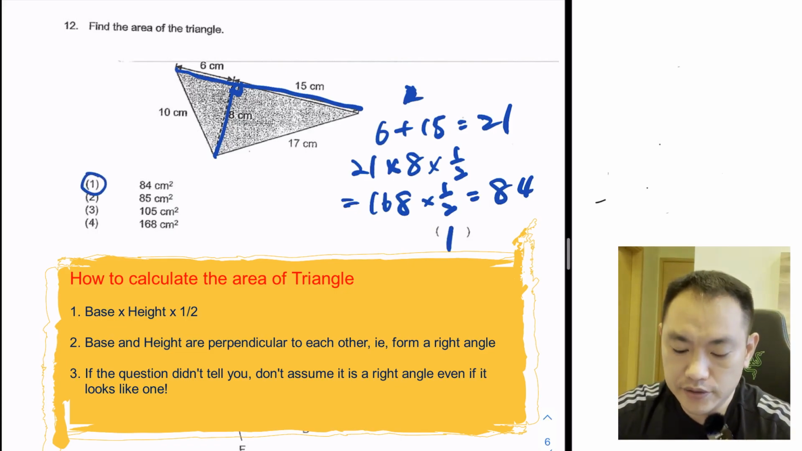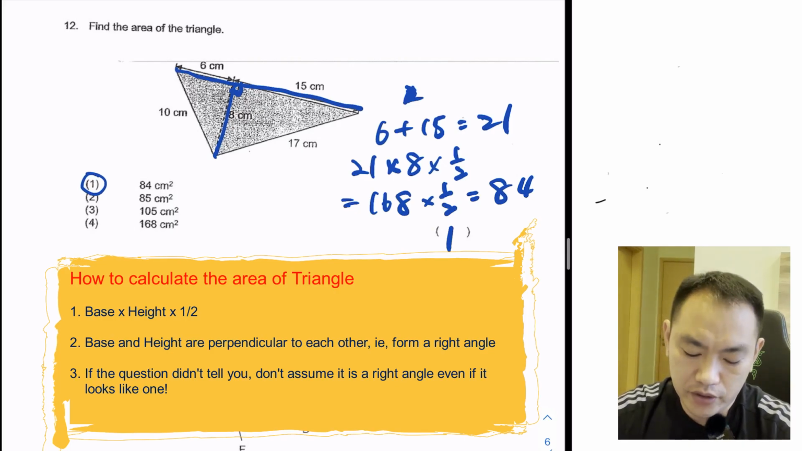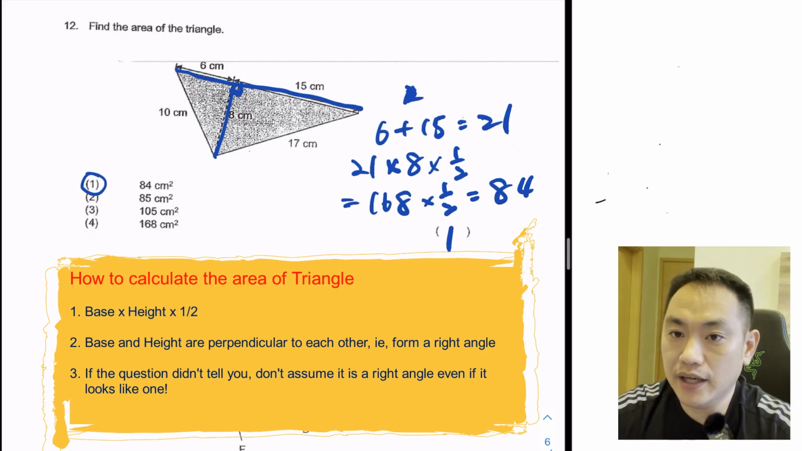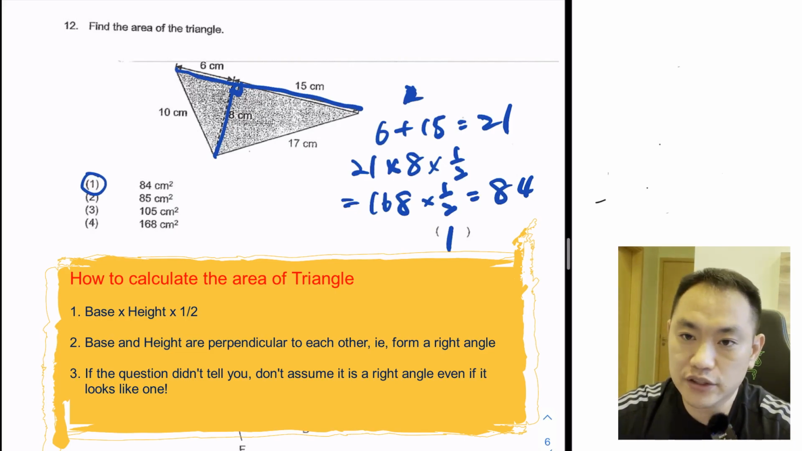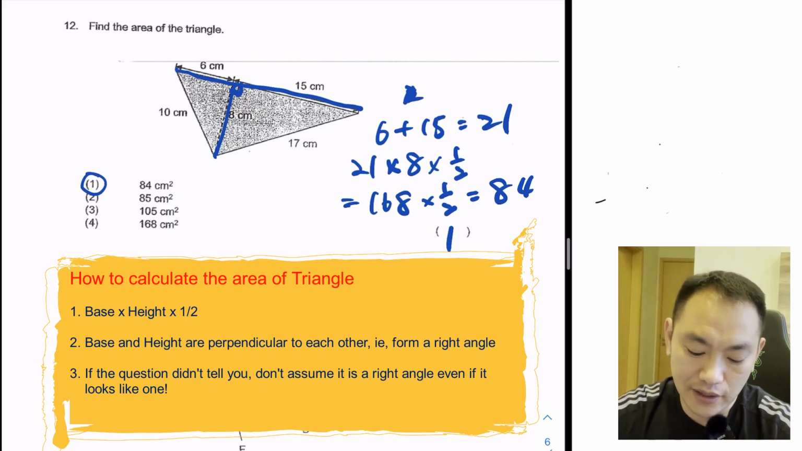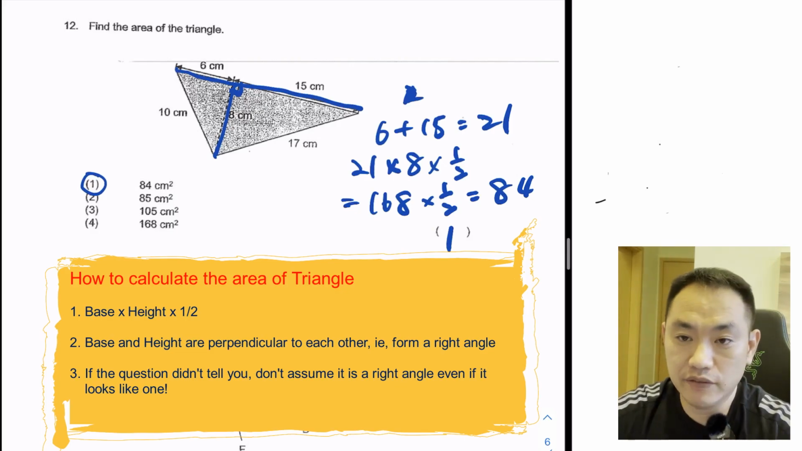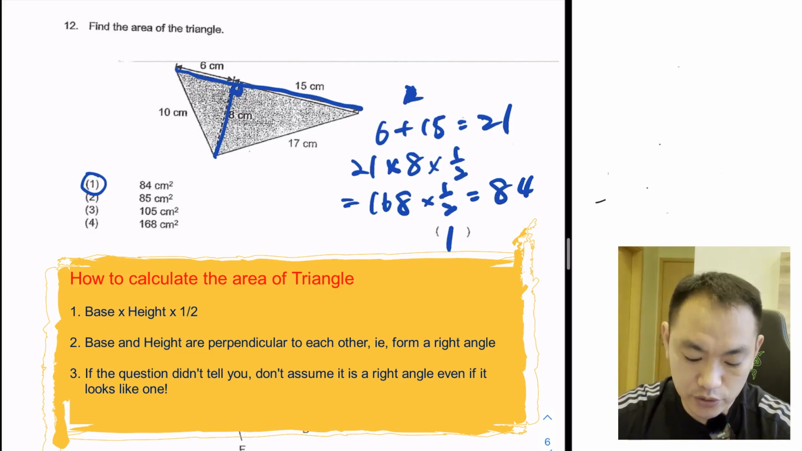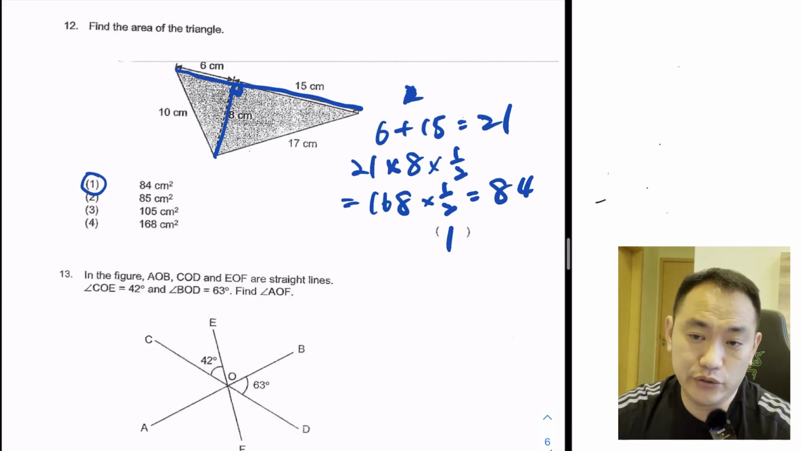Okay, some people might ask, why don't we just take 10 times 17? Isn't that also a height versus a base? Okay, it will look like it, but in reality the question didn't tell you. Remember the principle, the base and height need to be perpendicular to each other, which means they need to form a 90 degree. Even though it looks like it's a 90 degree, as long as the question doesn't tell you, you cannot assume it's a 90 degree. So if you take 10 times 17 and then divide by 2, the answer will be wrong, because it never really says it's 90 degrees, so you can't really do that.